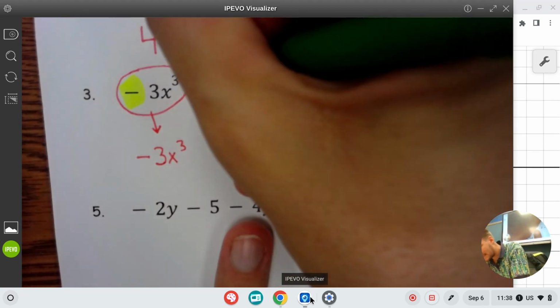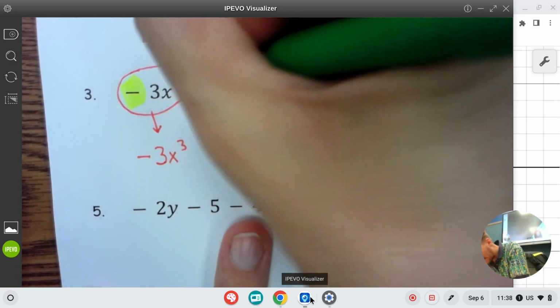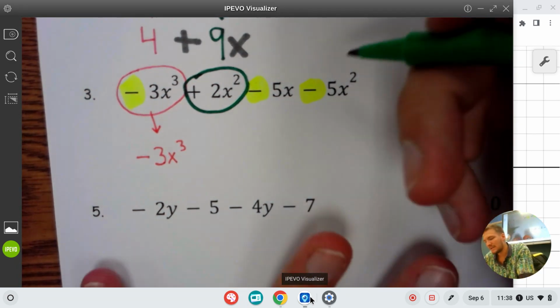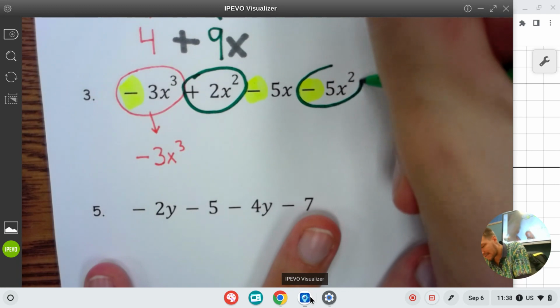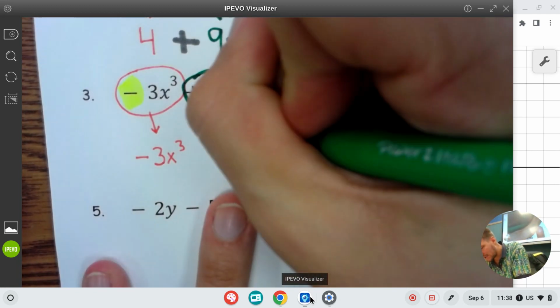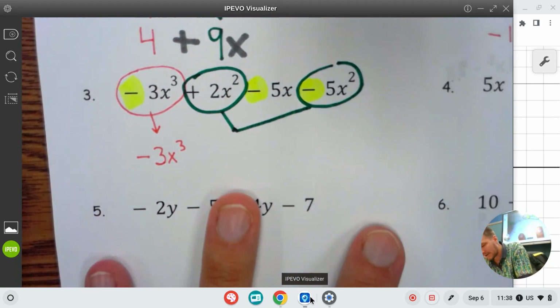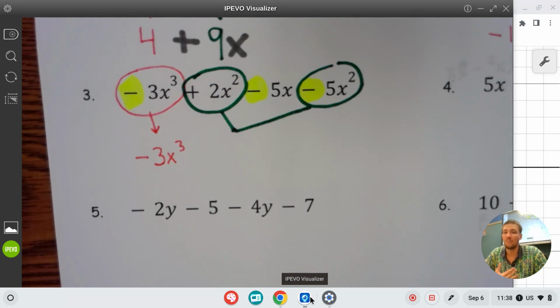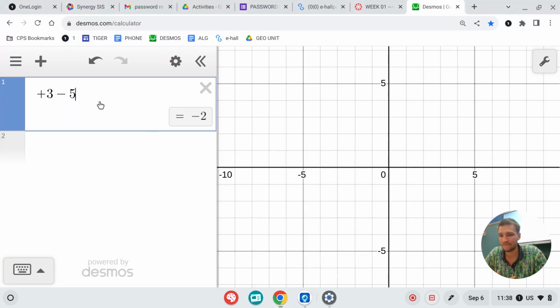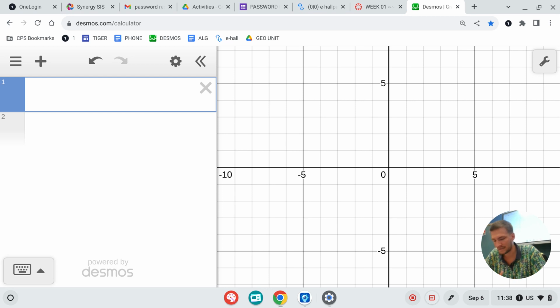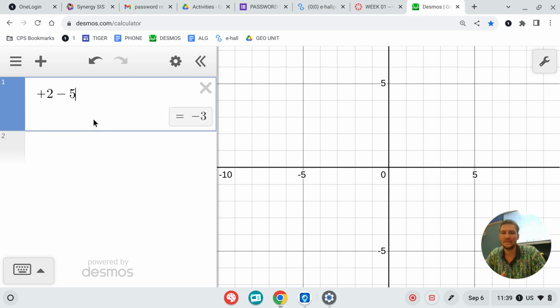Let's move next to our plus 2x squared. Do we have any matches? We got our minus 5x squared. These are looking good. We're going to combine these together. We're going to use Desmos, and we're not going to write any of the letter stuff. We're just going to use our coefficients, plus 2 and minus 5. And Desmos says negative 3.